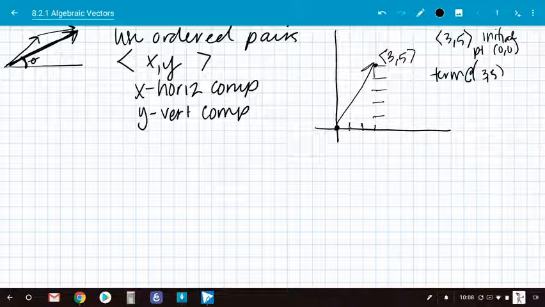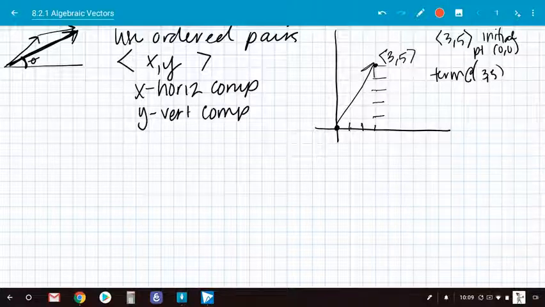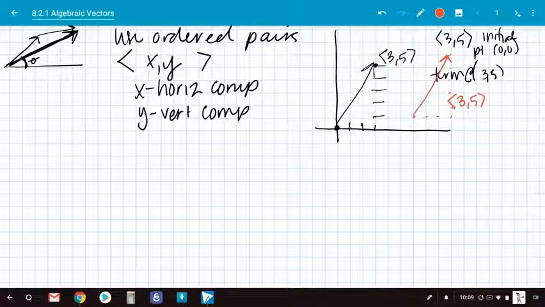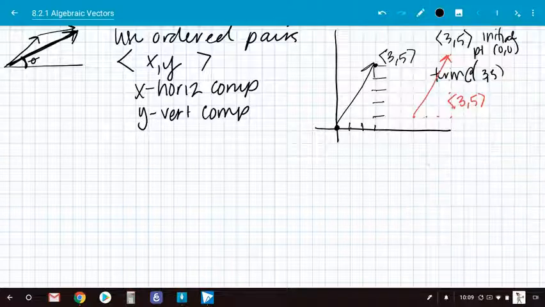I know my lines are a little bit off, but I also could make another vector and it wouldn't matter where I chose it. If I started here, 2, 3, 4, 5, and drew this vector, the address of this vector would also be this, because it's over 3 and up 5. So we can describe any vector that goes over 3 and up 5 as ⟨3, 5⟩.